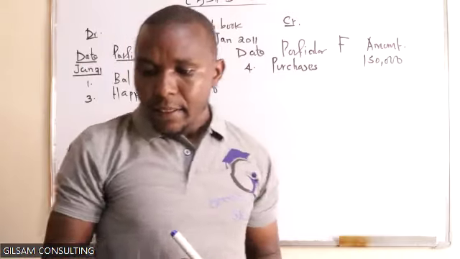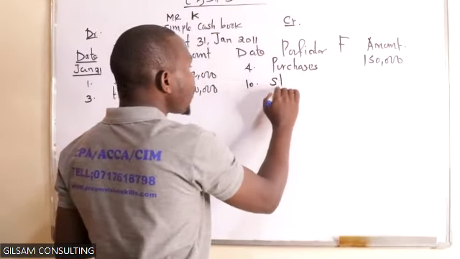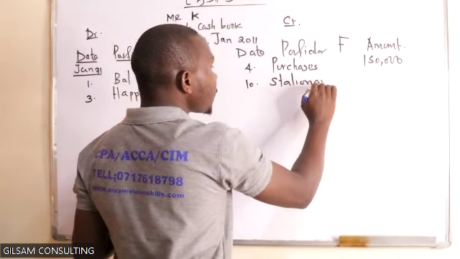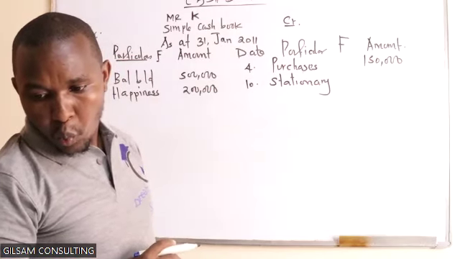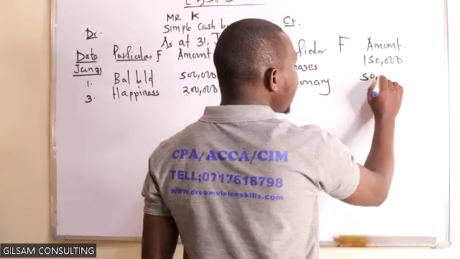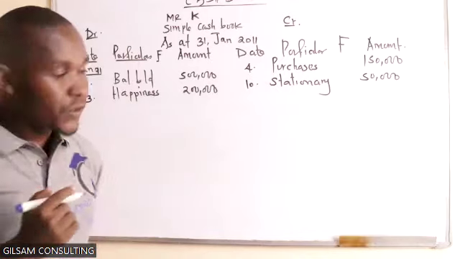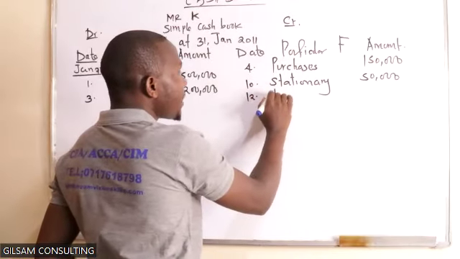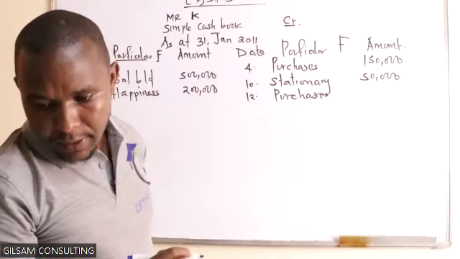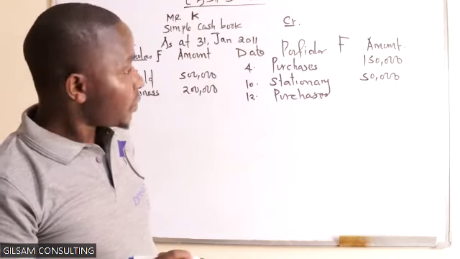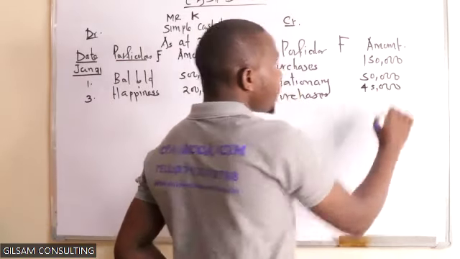And then date 10, bought stationery for cash. So you will write date 10, stationery, 50,000. And then date 12, purchased goods for cash also. Date 12, we have purchases, we credit because money is going out, 45,000.